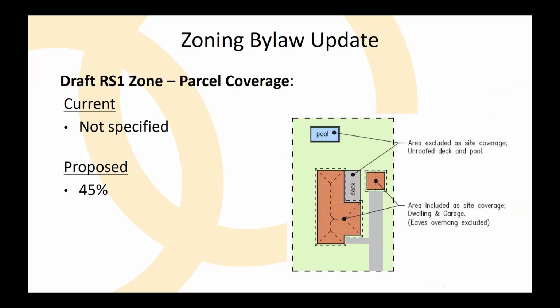In terms of parcel coverage, this is slightly different than what's occurring at the moment. The current zoning bylaw doesn't actually specify parcel coverage. And you can see here in the image at right, parcel coverage is generally considered to be the footprint of all development on a parcel. And with the changes proposed to allow for 3 to 4 units per parcel, it's being proposed that a parcel coverage allowance of 45% be included in the zoning bylaw.